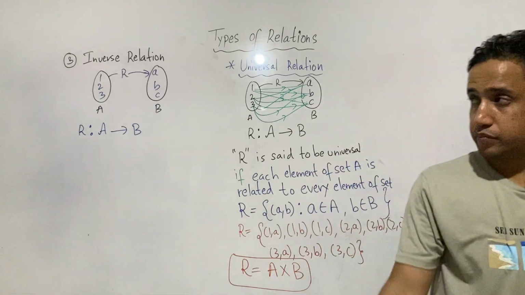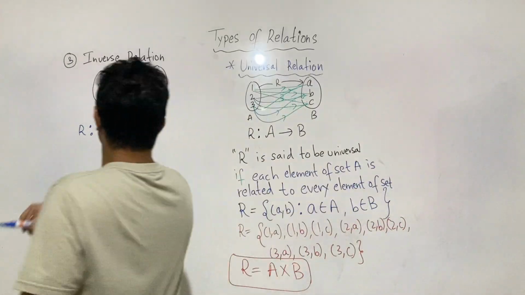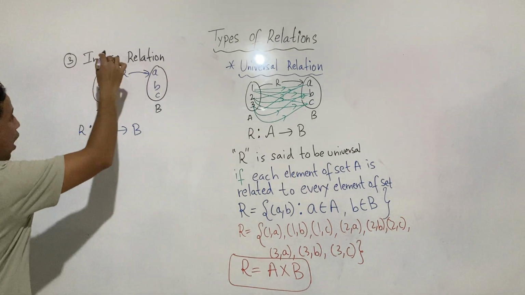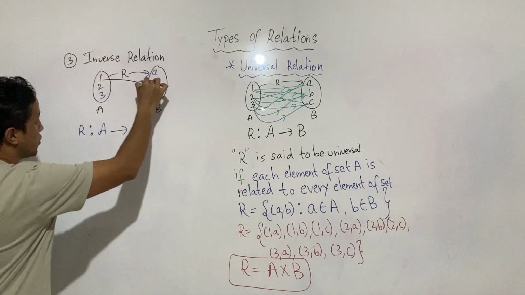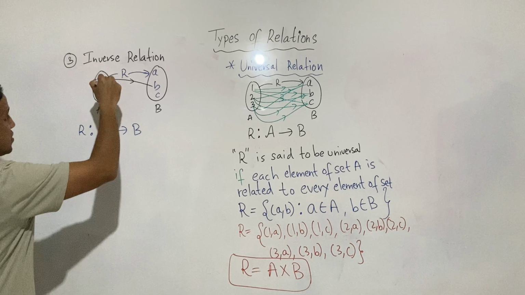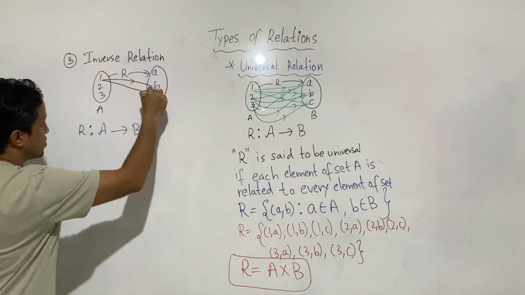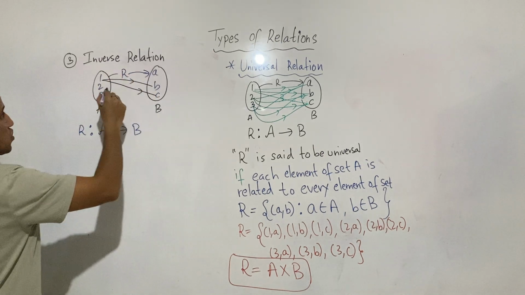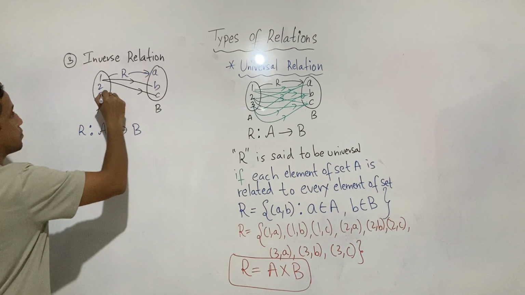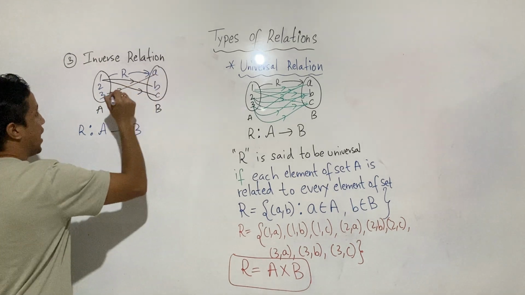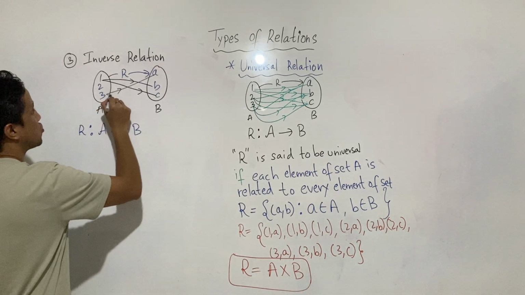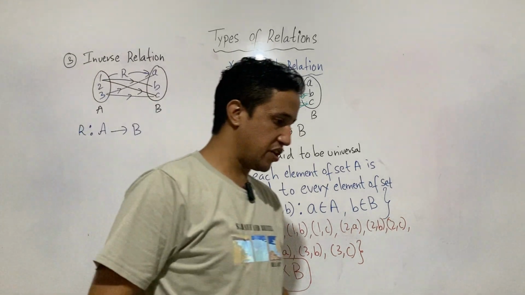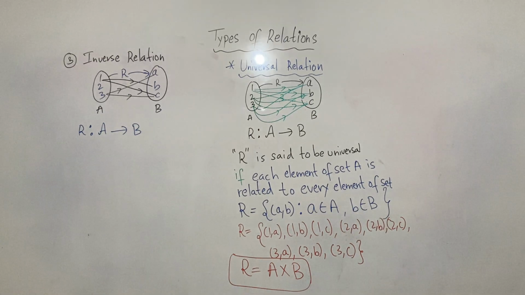Here R is a relation such that 1 is paired or mapped with B, and 1 is mapped with C. 2 is not mapped with any element of this set. 3 is mapped to A, and 3 is mapped to C. So R is the relation defined from set A to set B.